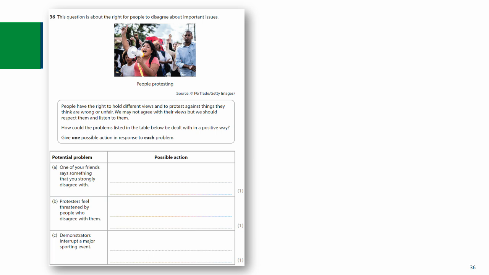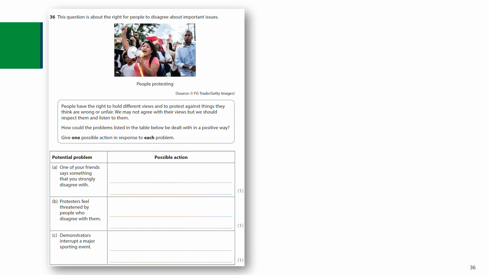And we have a text box which states that people do have the right to hold different views and usually to protest against things they think are wrong or unfair. We may not agree, but perhaps we should respect and listen to them. Now, problems arise when this is happening, and how can they be dealt with in a positive way? And that statement, positive way, is quite important for how this question is answered.